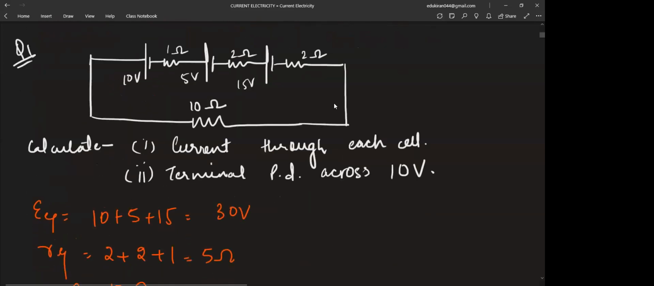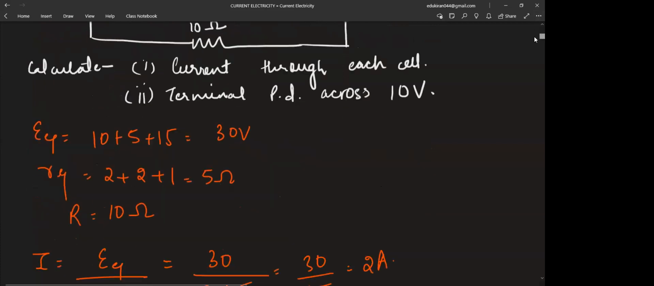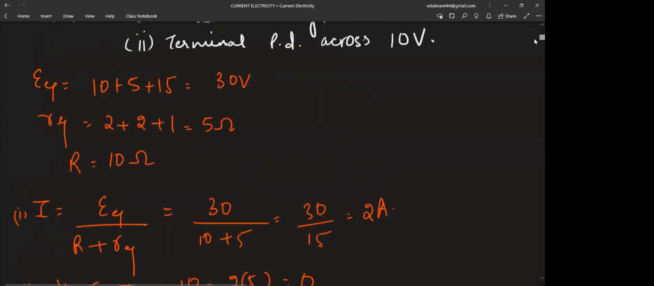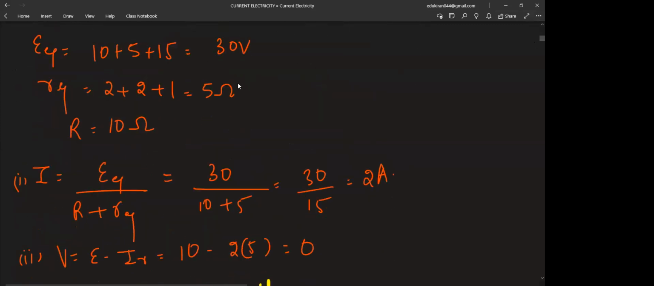Then we have the terminal potential difference across the 10 volt cell. When we have to calculate the terminal potential difference, that is the first part, V is equal to E minus Ir. So what is the EMF that we have to choose? 10 volt, because it is being asked, right? Current is 2, resistance is 5. So the answer is 0. Write down the solution.